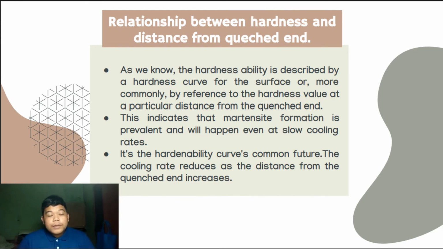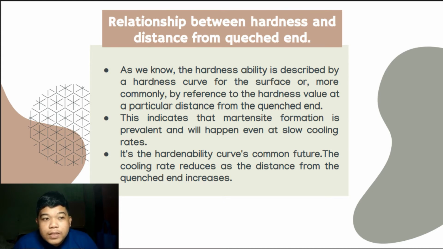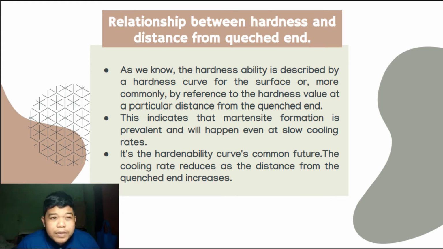As you know, the hardenability is described by a curve for the surface, or more commonly by reference to the hardness value at a particular distance from the quench end. Round the hardness value to the nearest integer and discard any values near the end that are seen as especially low, since oxidation has accumulated and will affect the hardness.